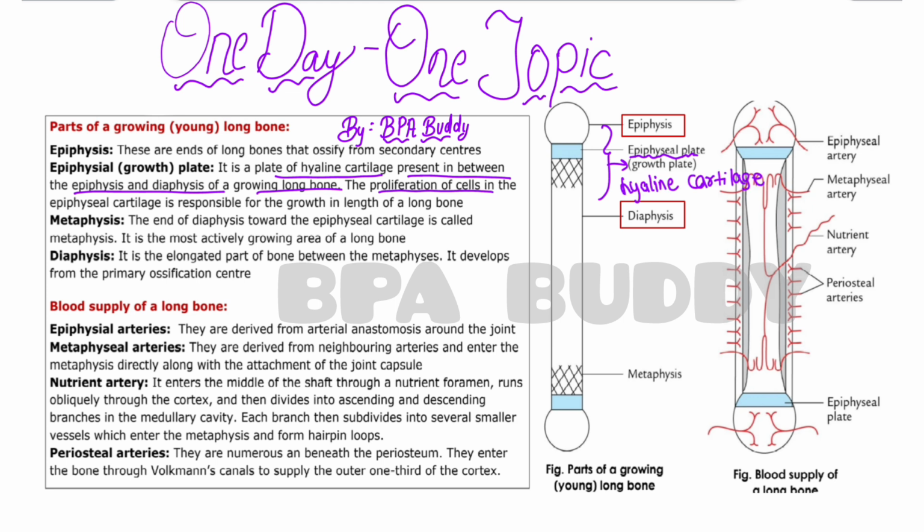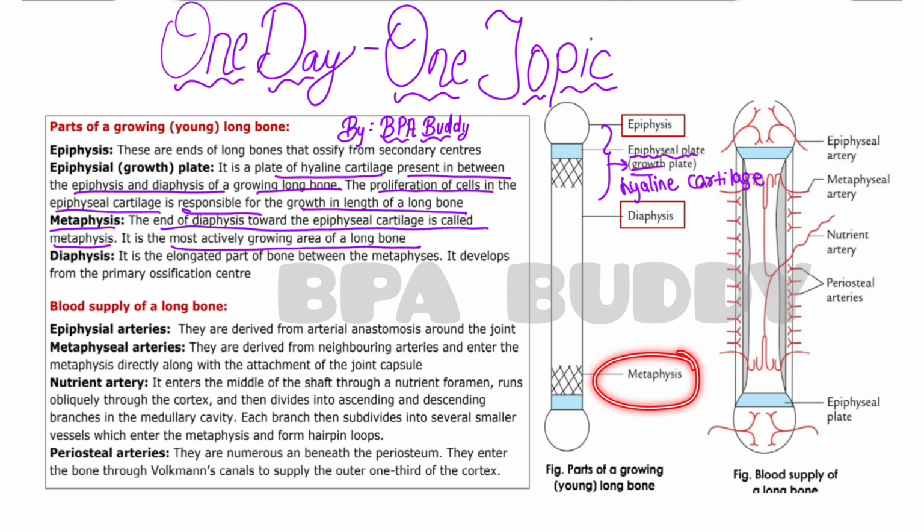Proliferation of cells in the epiphyseal cartilage is responsible for growth in length of long bone. So the name only suggests that it is the growth plate, so it is responsible for growth. Then comes our metaphysis. Metaphysis is the end of diaphysis towards the epiphyseal cartilage, and it is the most actively growing area in the long bone.